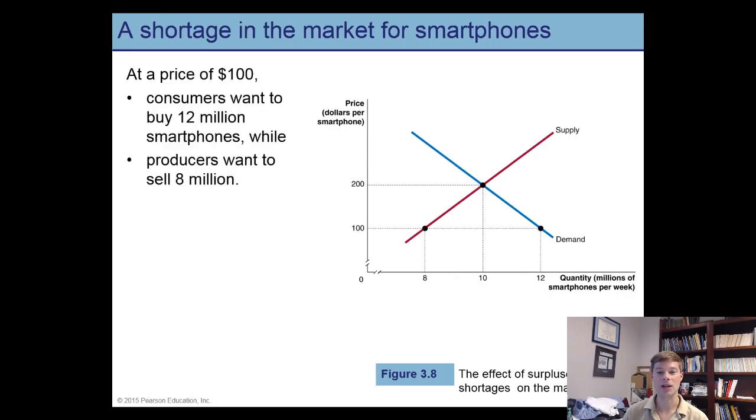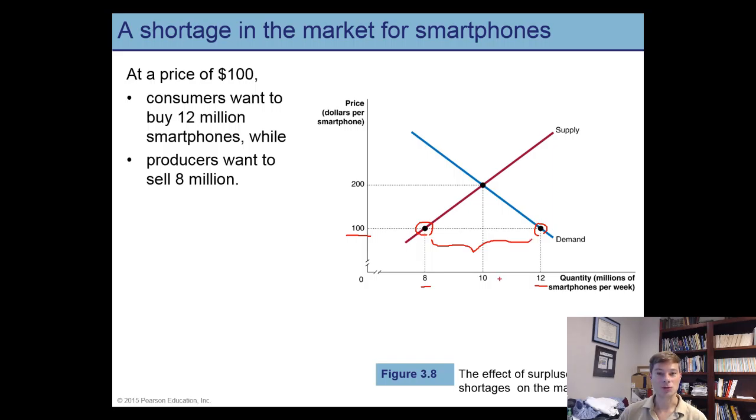Now let's consider a market price that is below the equilibrium. For example, suppose the market price is only $100 per smartphone. At that low price, producers are only willing to supply 8 million smartphones per week. But consumers at such a low price are willing to buy 12 million. This results in more smartphones being demanded than are supplied. And the result is a shortage of smartphones.